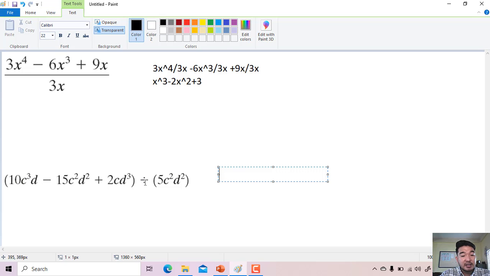As you can see, 10 divided by 5. What is 10 divided by 5? That is 2. Tapos we have here c cubed saka c squared. So that is 3 minus 2. So 1 na lang matitira. So that's c.